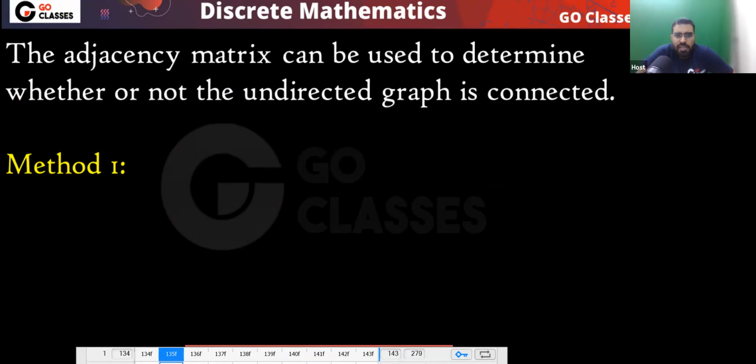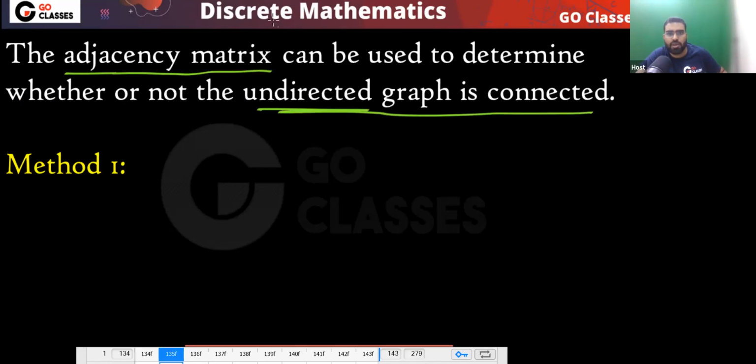Tell me, what is method number one? What is coming to your mind? How can you use the adjacency matrix to find out whether an undirected graph is connected or not? What will you do?